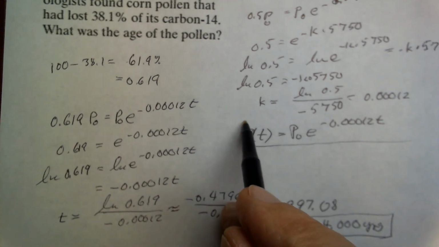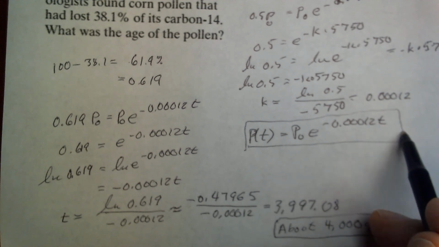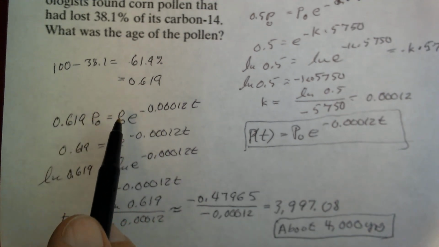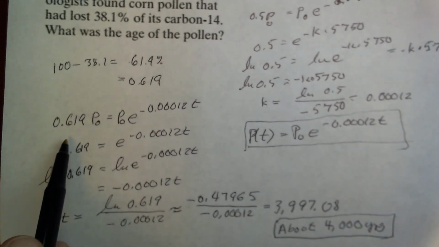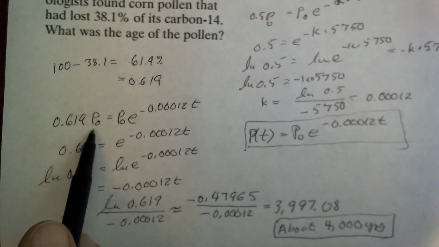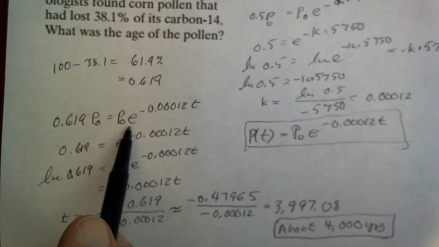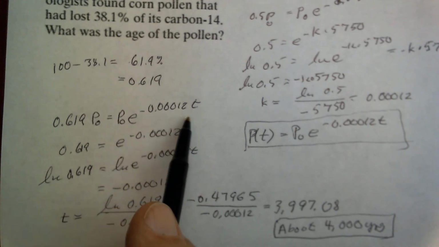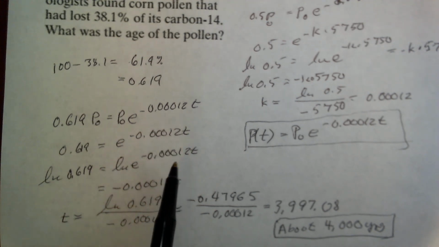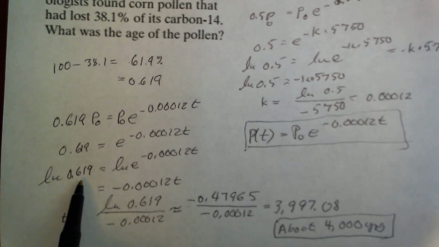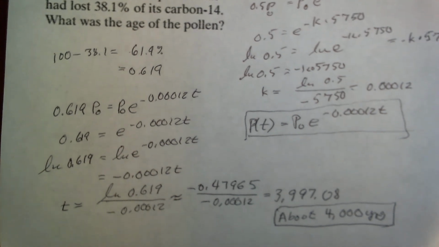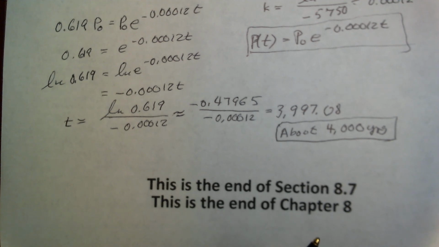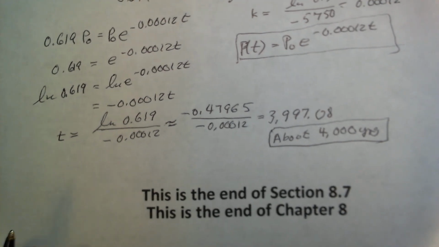So here's our decay formula, and then we apply the decay formula in this way. What's left over? 0.619 of the original equals the original amount times e to the decay exponent here. Then we take the natural log on both sides, and then we wind up solving for t, and that turns out to be about 4,000 years. So this is the end of section 8.7, and this is also the conclusion of chapter 8.